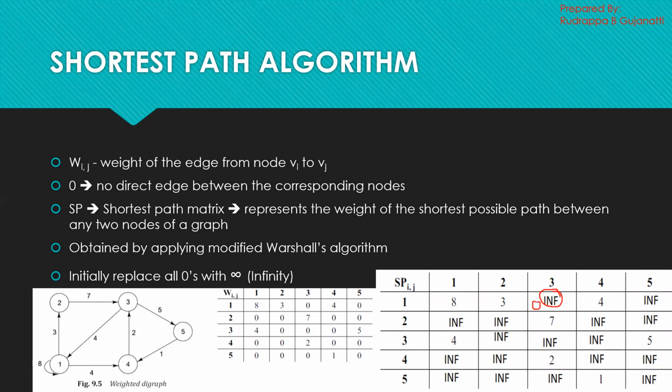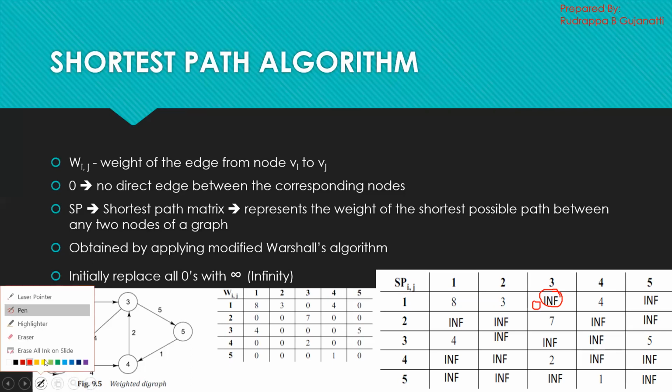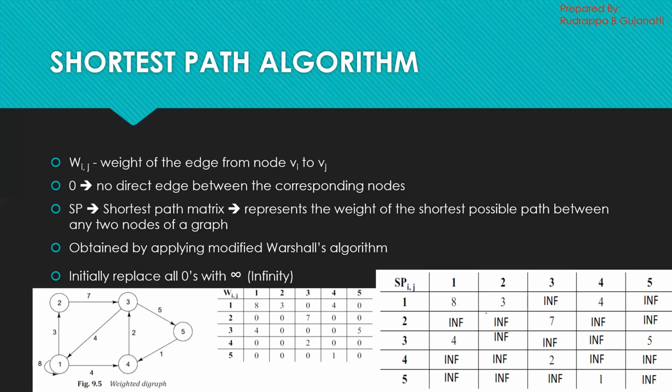If it was 0, then you would not be able to implement the shortest path, because if it is 0, then the cost of reaching node 3 would be very less. So that is what you are specifying in the shortest path matrix. So that is what you are doing.